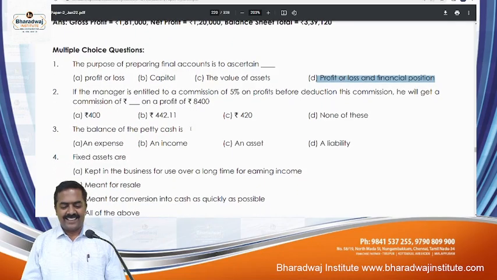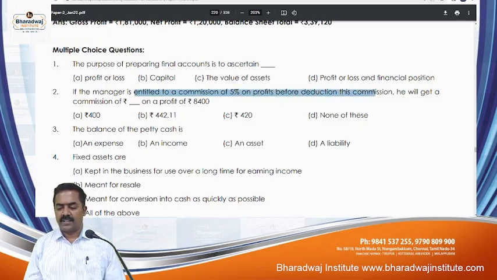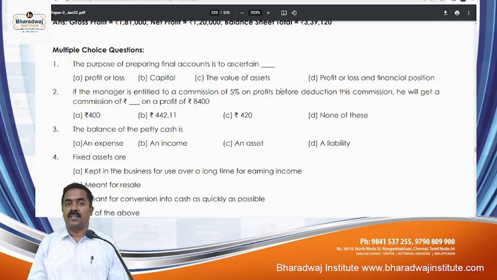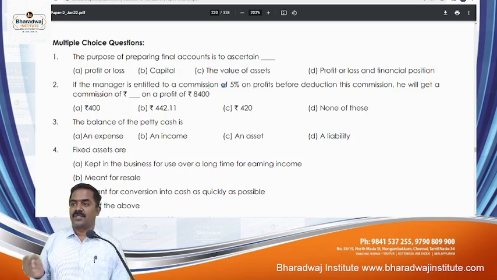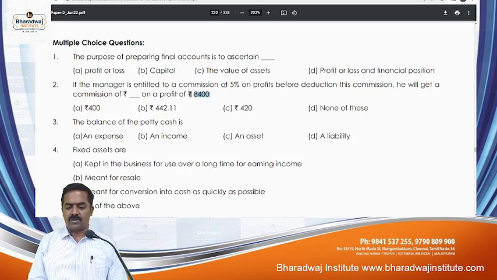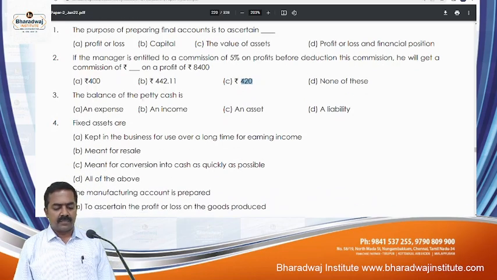Let us see. The manager is entitled to a commission of 5% of profit before deducting his commission. Look at it, is it after charging commission or before charging commission? Which means what he will do? Will he use 5 by 105? No. Only when the word used is after charging, then 5 by 105. Here directly 8,400 into 5%. 8,400 into 5%, 420.